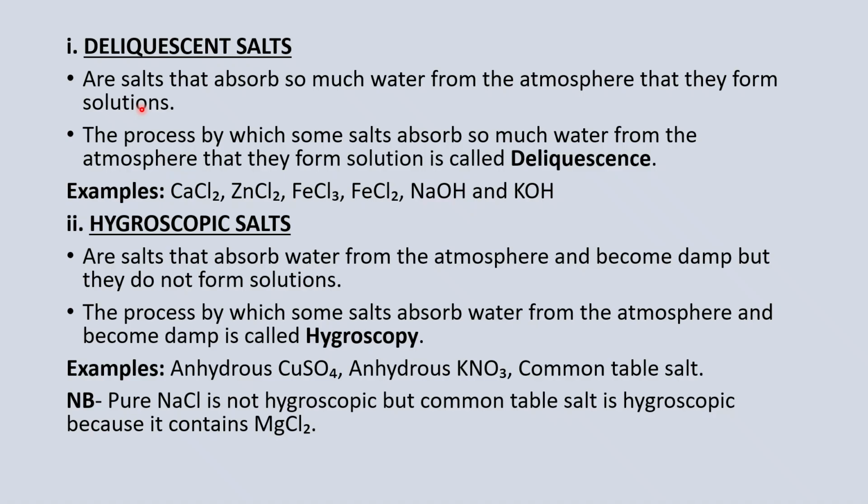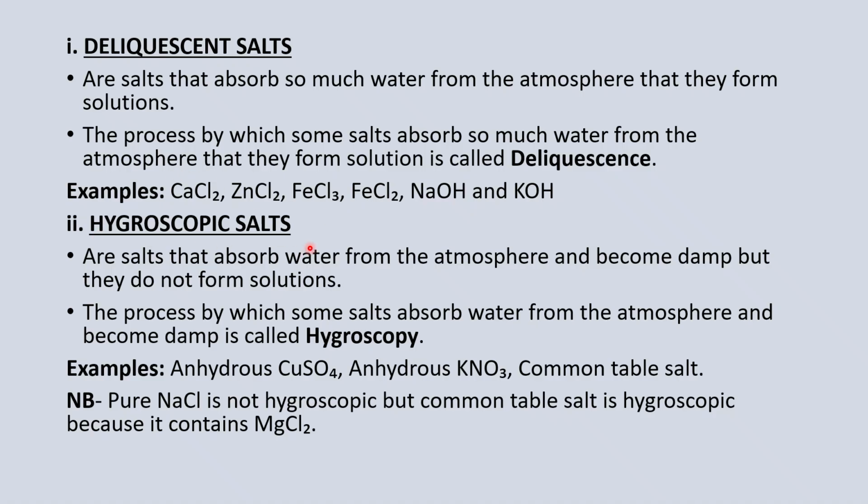So the salt that absorbs a lot of water from the atmosphere to form a solution is known as a deliquescent salt. Then the process of absorbing so much water from the atmosphere to form a solution is known as deliquescence. Examples of deliquescent salts are calcium chloride, zinc chloride, iron 2 and iron 3 chloride, potassium hydroxide and sodium hydroxide.